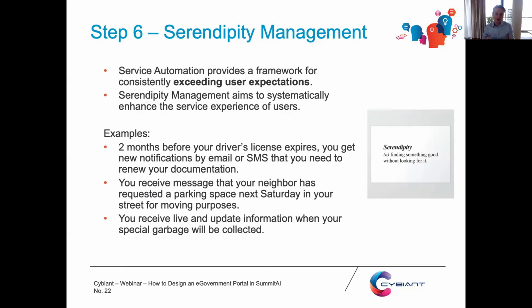Wouldn't it be great that, let's say 2 months before your driver's license expires, you get an automated notification by email or by SMS? Most governments today don't provide this kind of functionality, but if you deliver automated services, you actually can, because you will know exactly when the driver's license has been issued, and you also know exactly when it will be expiring. You also have all the contact details because the whole driver's license was requested through the portal. So all of these are examples of how you could make sure that those services get improved over time.